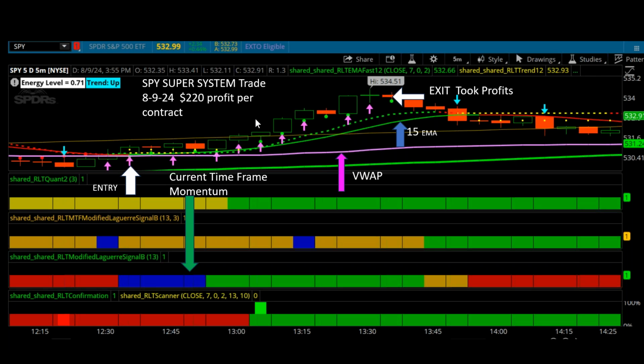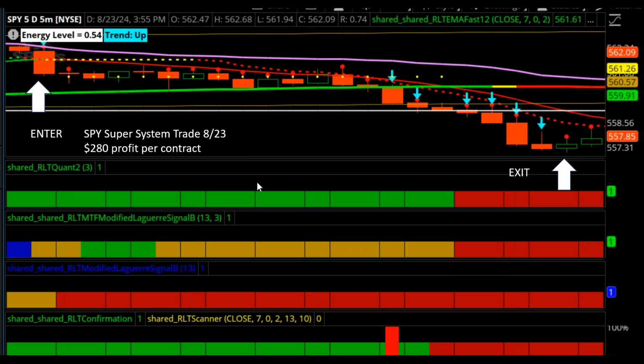All right, so there's our first trade we'll look at. Now I'm going to look at this one. This was on 8/23 for the SPY super system. All right, now on here, the pink line's the VWAP. Remember, the pink line's the VWAP. Here's our current time frame momentum. You see right here, it's already yellow, which is bearish. It was green before, but it's yellow here.